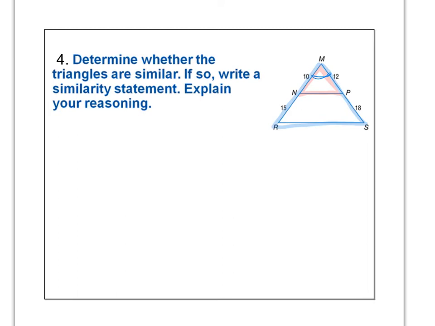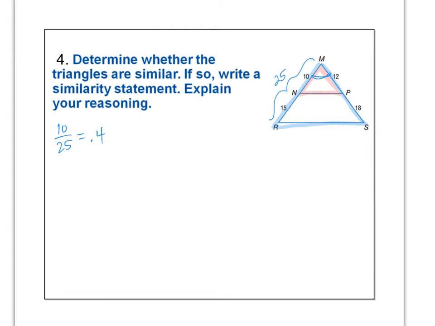So on the red triangle, I have a side of 10. Now the side that corresponds with that on the blue triangle is going to be 10 plus 15. So it's going to be 25. So I'm going to find that scale factor. 10 divided by 25 is 0.4.